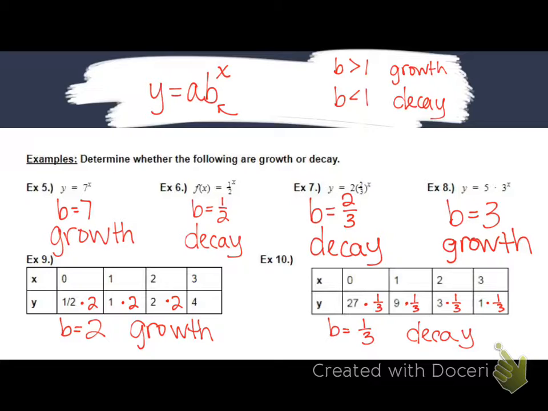Questions, concerns so far? Yes, ma'am. Whatever we have to do with this, do you want us to put what the b is, or can we just put what it is? If I want the b value explicitly stated, I will let you know. Otherwise, you can just give me an answer. Okay, if I ask for the b value, then for growth or decay, I need both. But if it just says growth or decay, you can go straight to your answer.